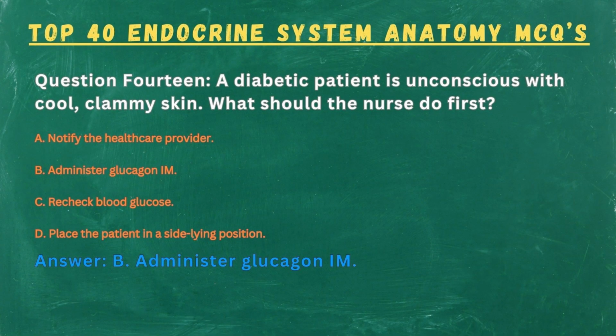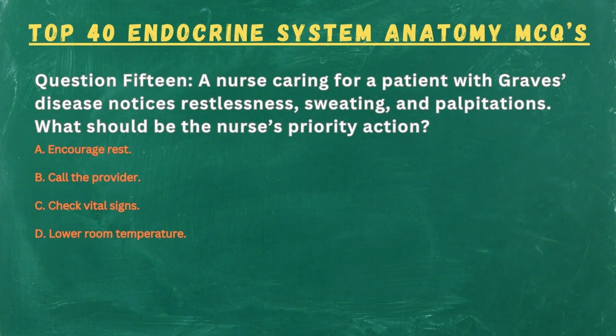Answer: B. Administer glucagon IM. Question 15. A nurse caring for a patient with Graves' disease notices restlessness, sweating, and palpitations. What should be the nurse's priority action? A. Encourage rest. B. Call the provider. C. Check vital signs. D. Lower room temperature.